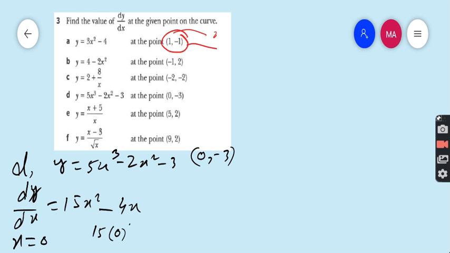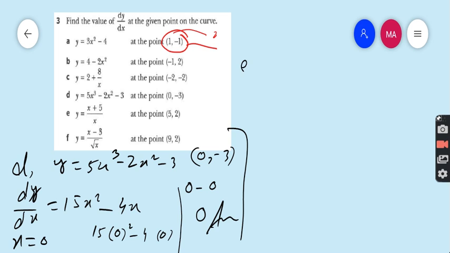15x², 15 times 0 squared minus 4 into 0. 0 squared is 0, 15 times 0 is 0, 4 times 0 is 0. Final answer is 0. So the derivative of part D is 0. So 0 can come. Move to part E.